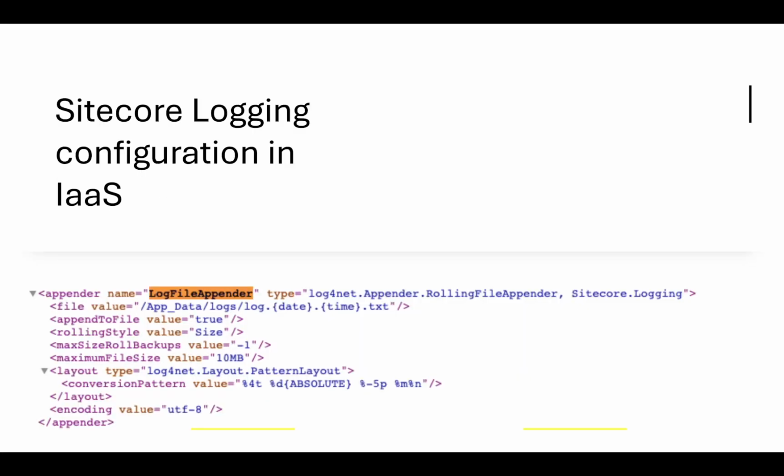On this slide, you can see a typical IaaS or just a single Sitecore instance log file appender configuration. The log file appender has been around forever. Sitecore has been logging logs the same way for a long time now. The type of this appender is log4net.appender.rolling file appender. There's really nothing much else to say. Like I said, the logging configuration has not been changed in a long time.